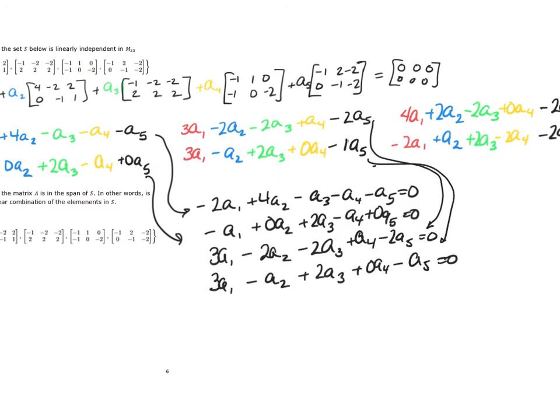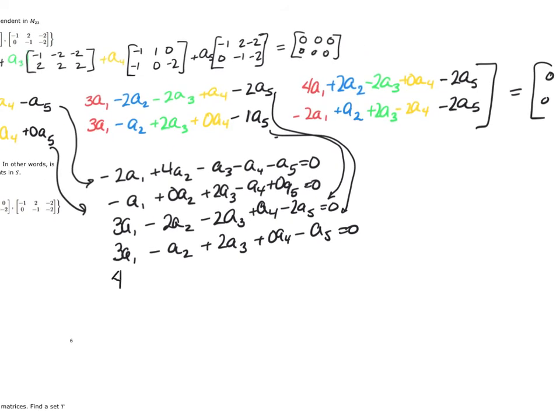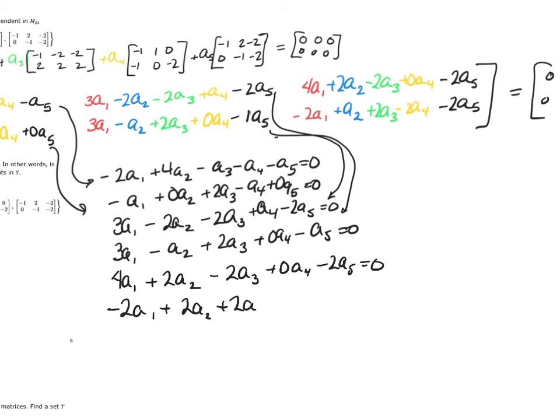And you see where I'm going here, right? You see that I'm going to be making my next two equations. So 4a1 plus 2a2 minus 2a3 plus 0a4 minus 2a5 is equal to 0. Last equation, negative 2a1 plus 2a2 plus 2a3 minus 2a4 minus 2a5 is equal to 0. Now what I have is a homogeneous system.